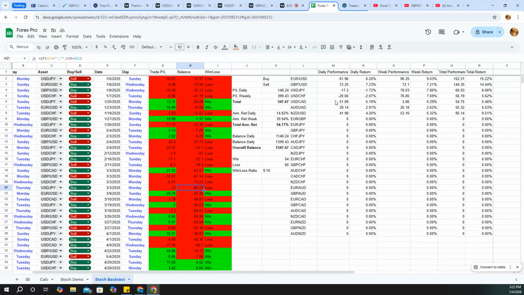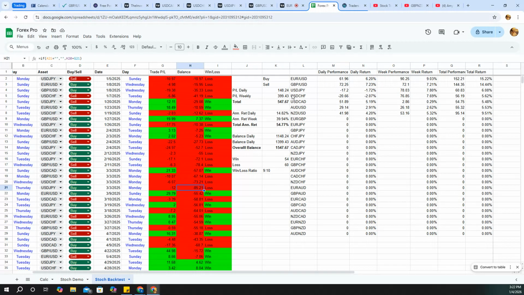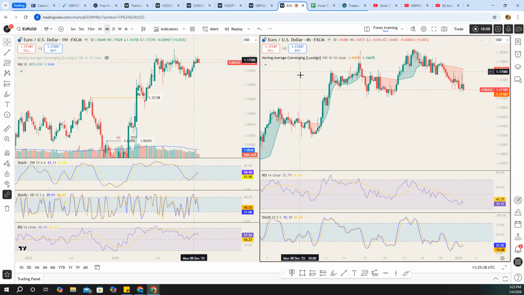Next, I will not continue with the experiment on the replay. What I will do now is move this experiment to the demo account. I want to see what will happen in real life, how I will manage this playbook in real life on a demo. And then I will move to experimenting with something different, which is adding, let me show you.